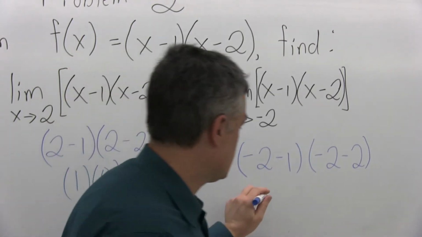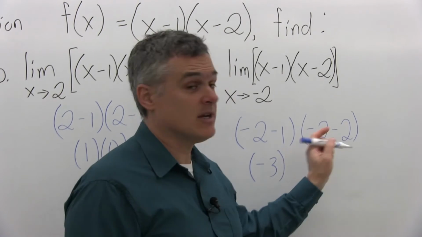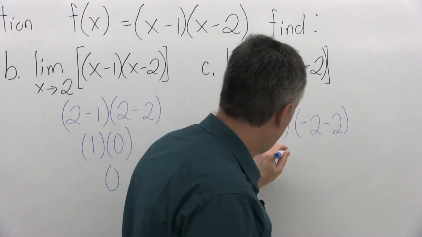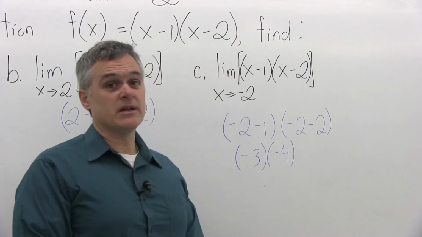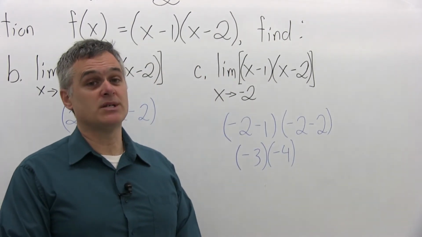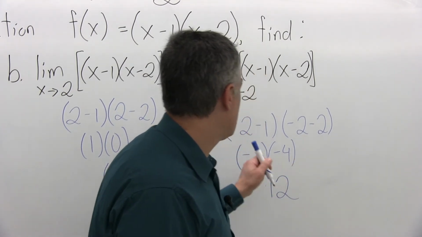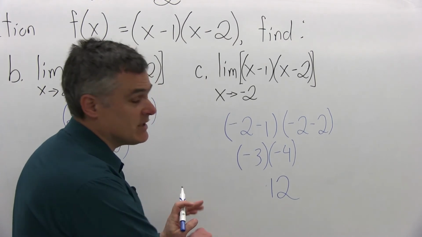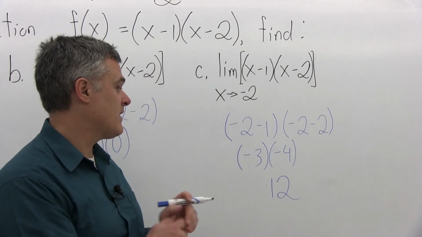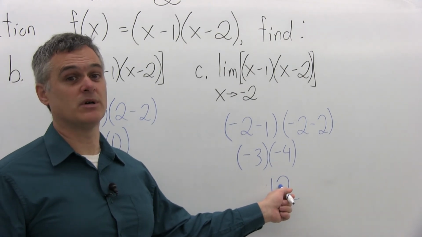Negative 2 minus 1 is negative 3. And then negative 2 minus 2 is negative 4. And then when we multiply negative 3 times negative 4, we get a positive 12. So as our input value gets very close to negative 2, as we get close to negative 2 on the x-axis of the graph, the height or the output, the y-coordinate, would get very close to a positive 12.